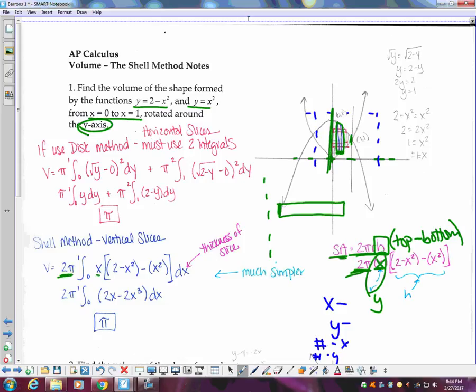So there's my 2 pi. Here's my r, which is my x, because again, the bottom of my slice is on the x-axis, so there's my x, and then here's the top of my slice, which is that top function, minus the bottom of my slice, which is that bottom function.